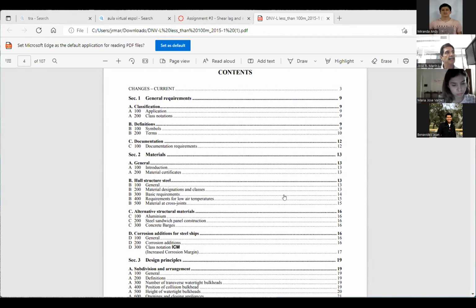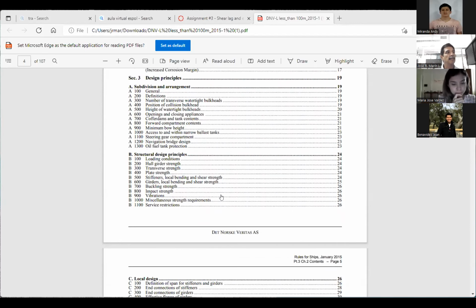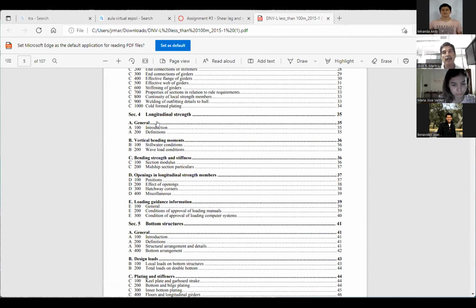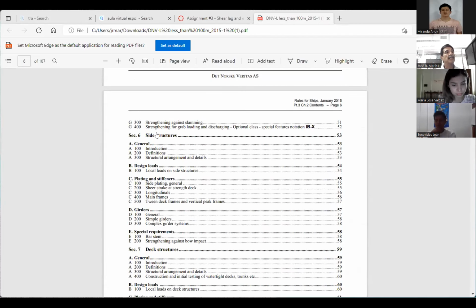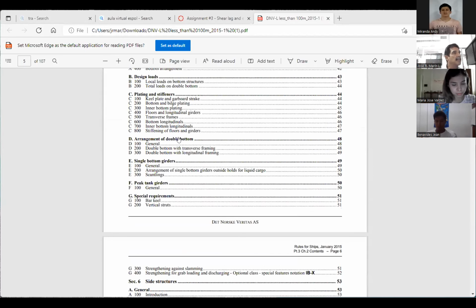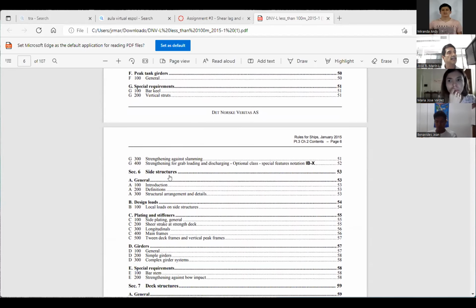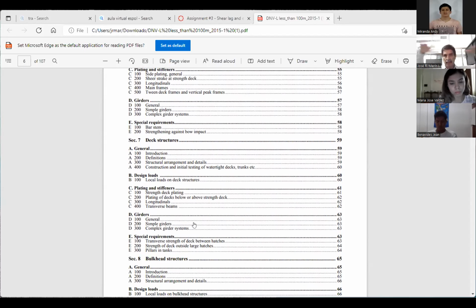You see the content. There are several sections. For the deck, this is section 4, and you can read longitudinal strength. Section 5 is bottom, section 6 is side, and section 7 is deck structure. So here is the deck, and you can find details to design the deck.